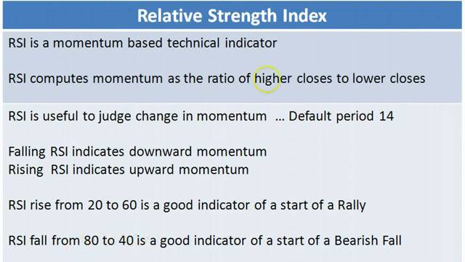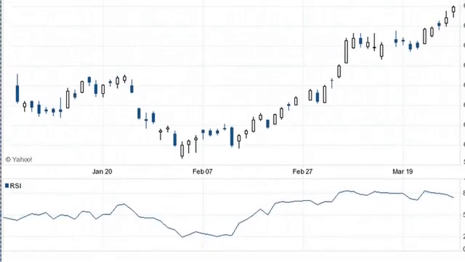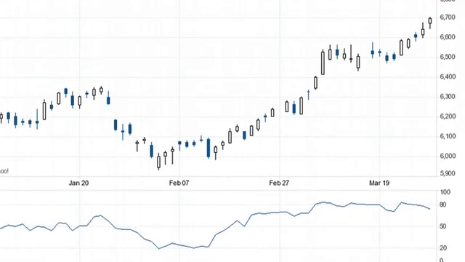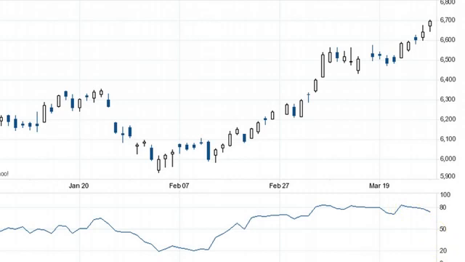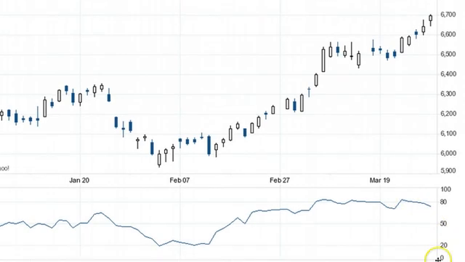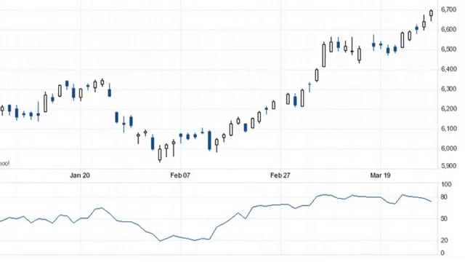Enough of this theory. So I'll show you on the chart here. This is a Nifty chart with the RSI at the bottom, and you can see RSI between 0 to 100, and Nifty here fluctuating between 59 to 6700. This is a 3-month chart, and each candlestick represents 1 day, and you can see that the RSI here has stayed at 80 for the last couple of months.